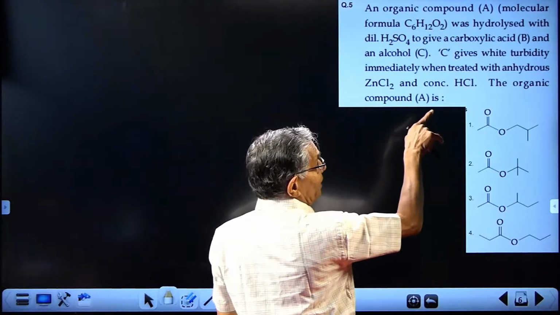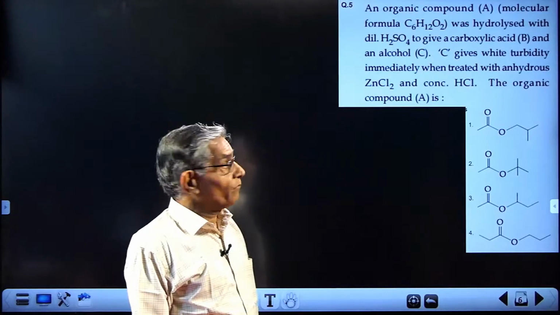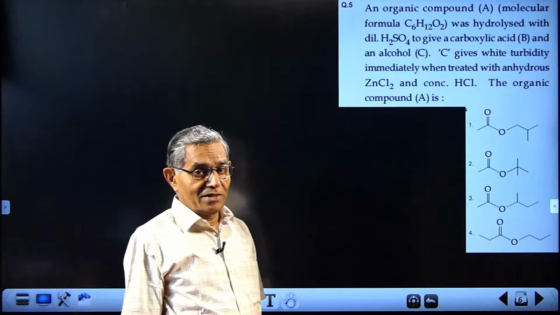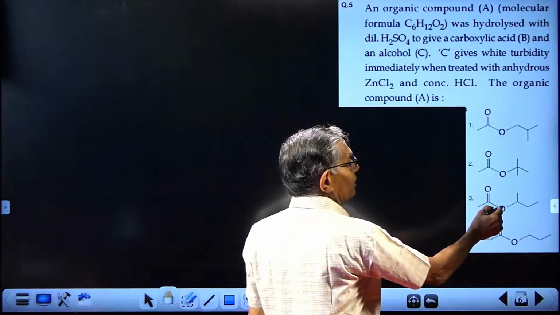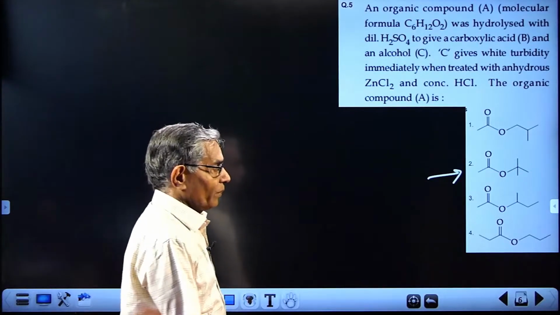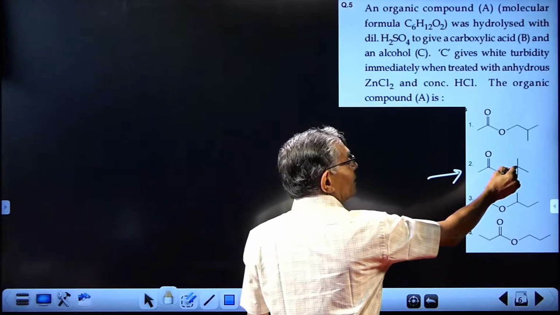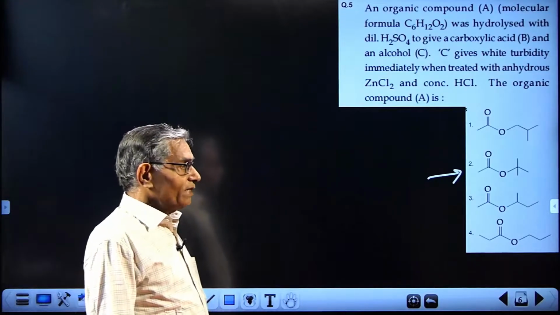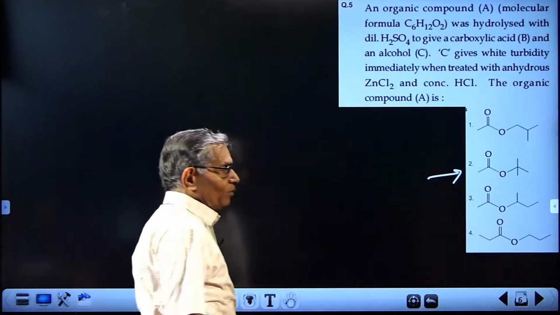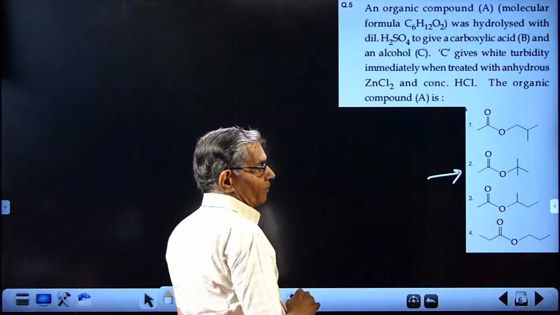Now the next point is the alcohol. There is a property given for alcohol. The alcohol C immediately produces a precipitate with Lucas reagent. Testing, it is a tertiary alcohol. And what can be the tertiary alcohol here? It is given only by this option. Here the molecule will be CH3COO followed by tertiary butyl group. So naturally the alcohol formed in this case will be a tertiary alcohol, and that will give you precipitate with Lucas reagent. Therefore, your answer should be this one.